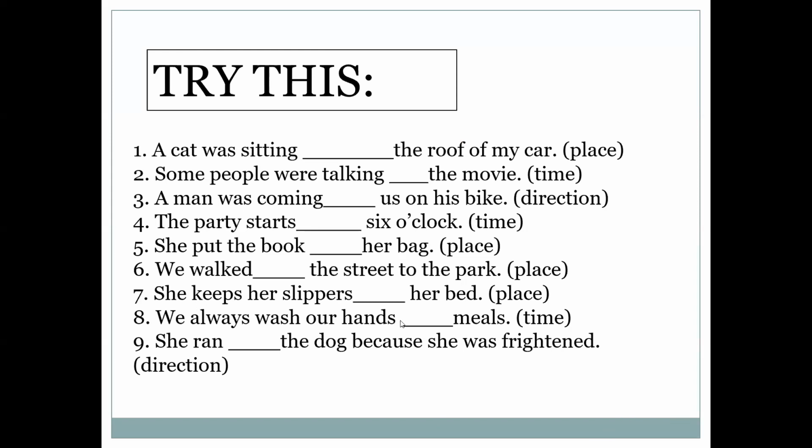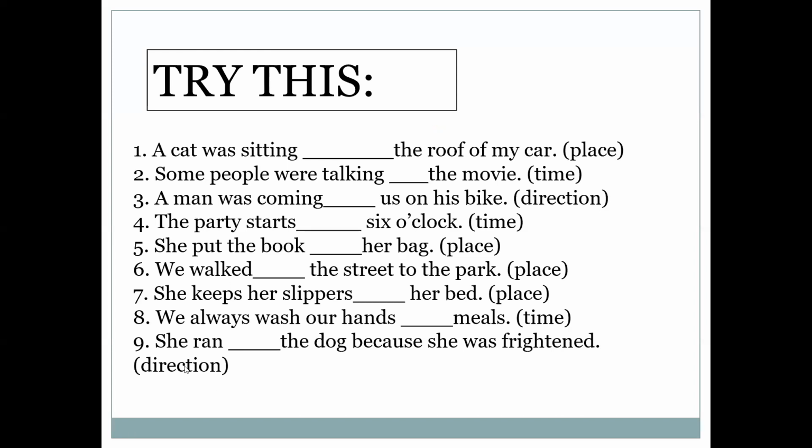She keeps her slippers dash her bed, place. Under her bed, or no, we can't say behind her bed. You can say under the bed or beside the bed. Beside is also correct. Not down, we cannot use down. We can use under or beside. Can't say down the bed. What is down the bed? The bed itself is on the floor. So down the bed is wrong English. Near the bed is fine, near the bed is not wrong. Under is the perfect one.